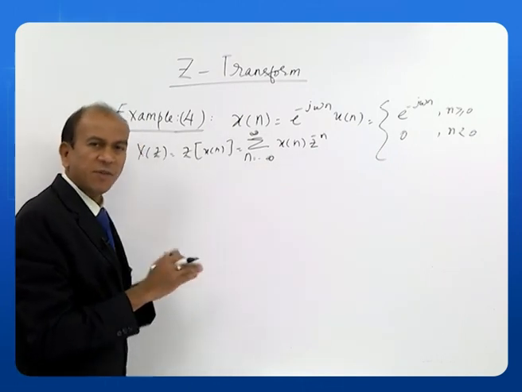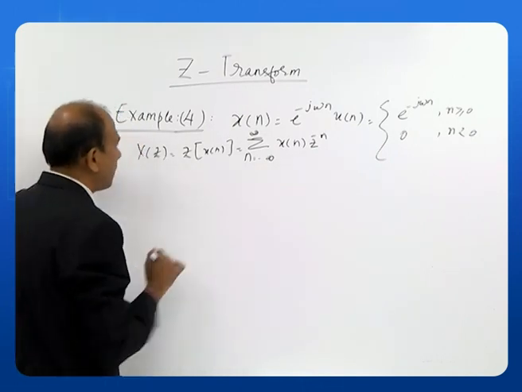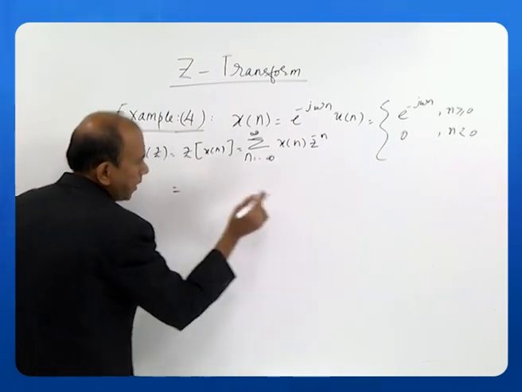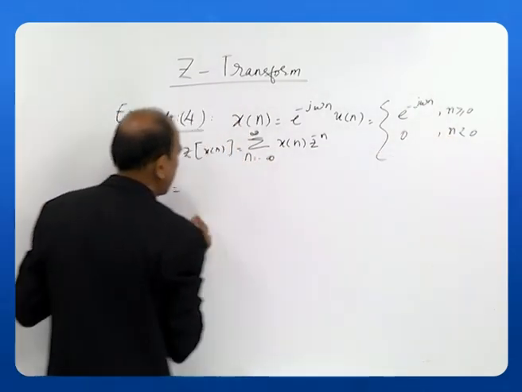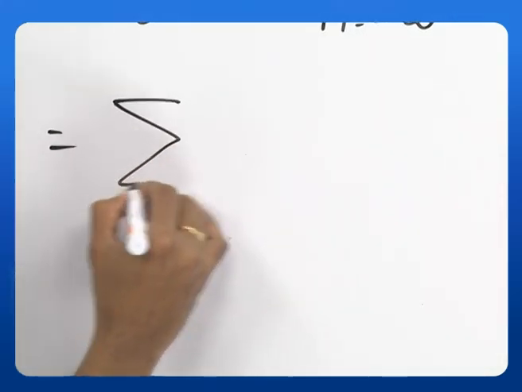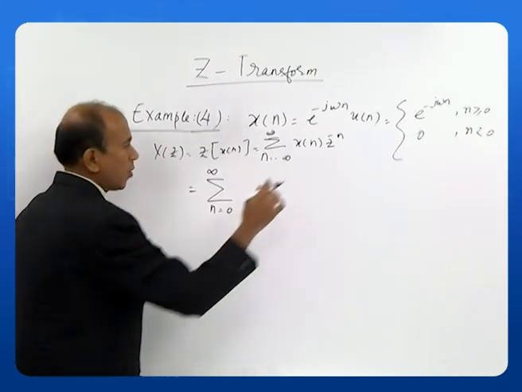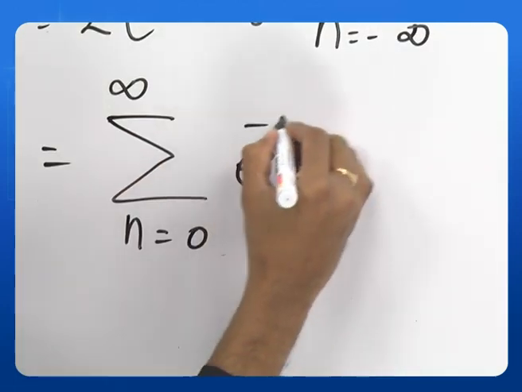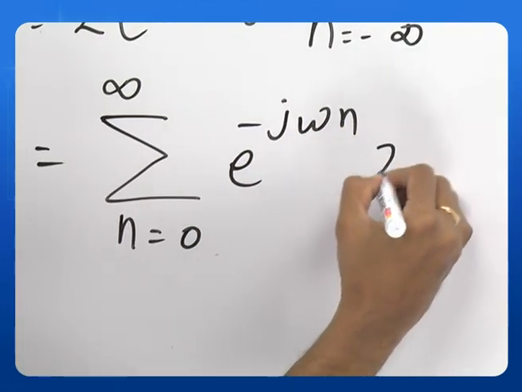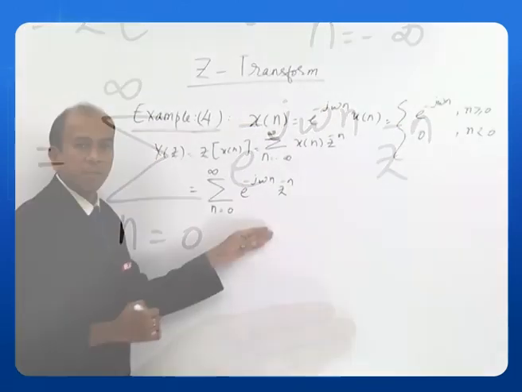We are writing it so that we remember it permanently. Okay. So, now let us change the limits. So, these are the limits. So, let us put it here. So, this is equal to n is equal to 0 to plus infinity. What is x of n here? e to the power of minus j omega n z to the power of minus n.